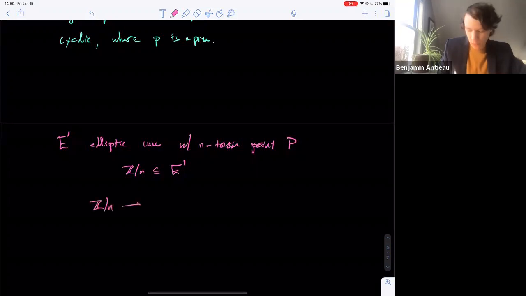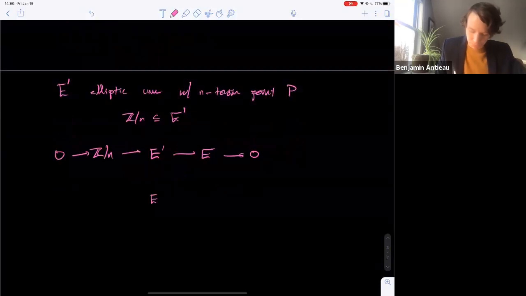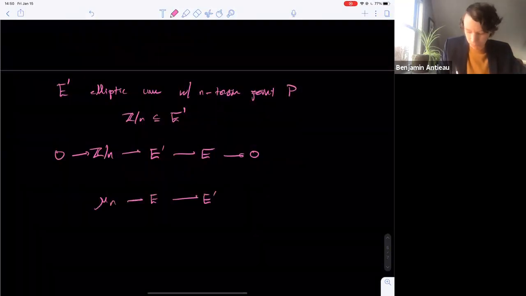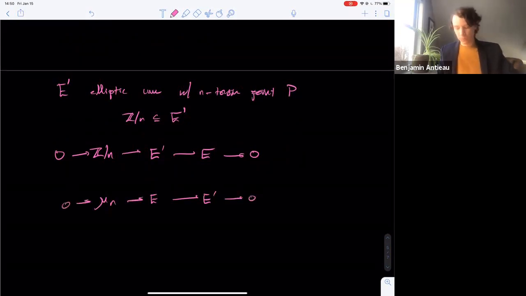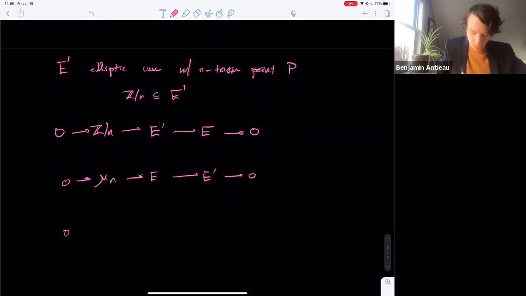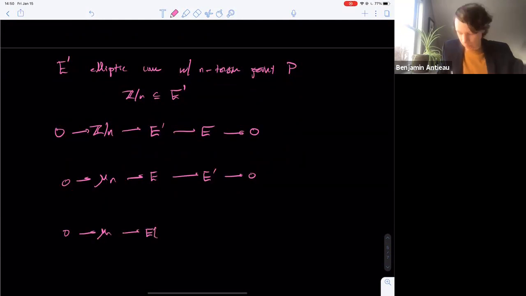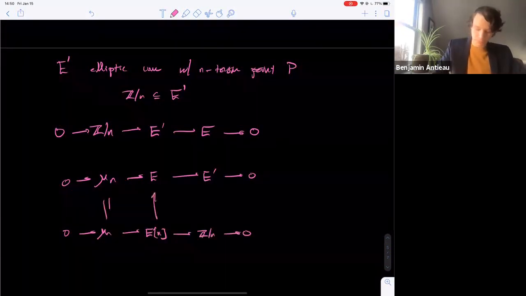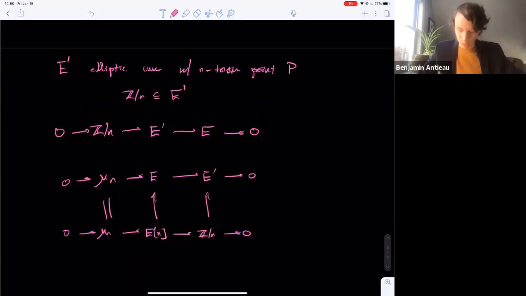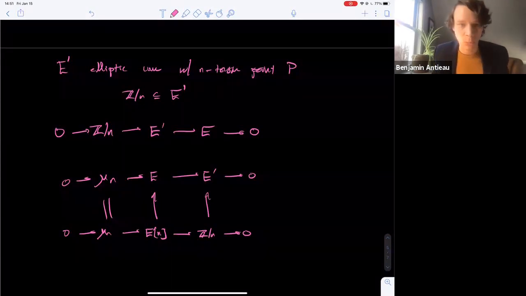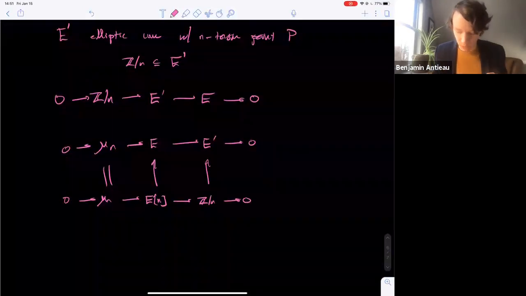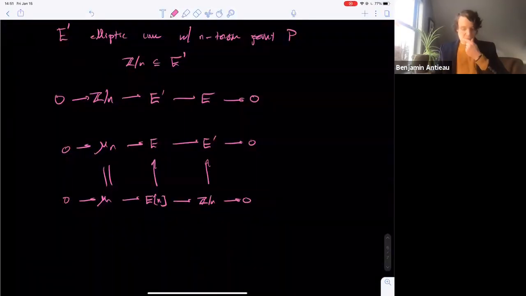And then I get an exact sequence. So I get a degree n isogeny, and the quotient will be E without the prime. And then the dual isogeny will have kernel μ_n. In particular, if I look at the n-torsion in E, then this quotient is Z/n, and this sends, for example, 1 to P, our given n-torsion point. Okay, so we're going to start with this picture. We're going to play around with these cyclic isogenies.